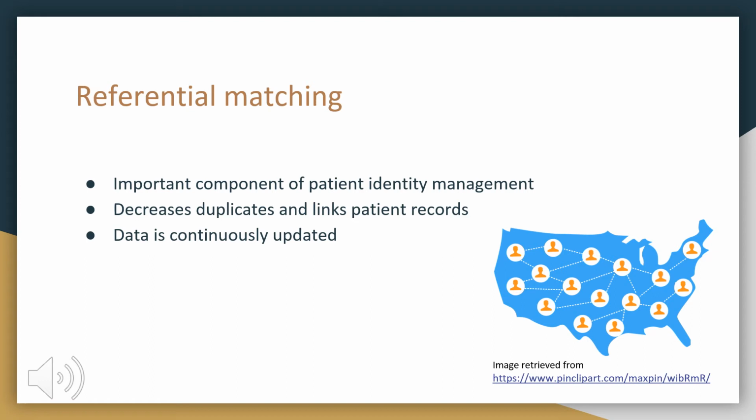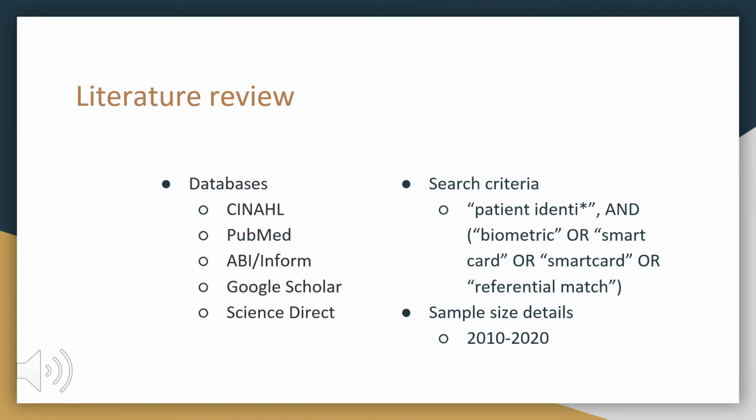This is done by using demographic data and comparing it to a comprehensive, continuously updated, and highly curated reference database full of identities. Overall, this makes the process way more organized and provides accurate healthcare systems to help improve patient identity integrity. Now that we have learned about the use of biometrics, smart cards, and referential matching to help improve patient identity management, we'll move on to our literature review.